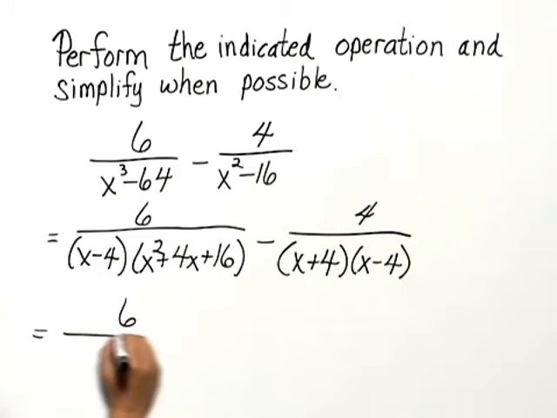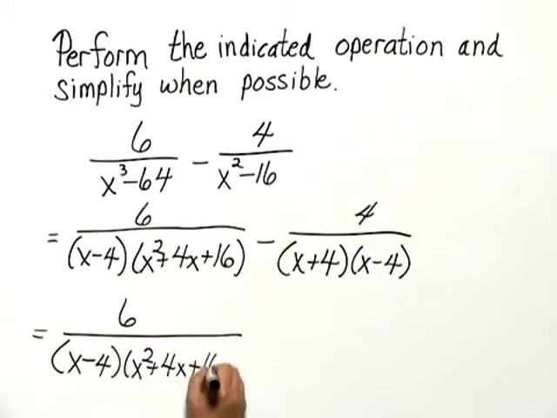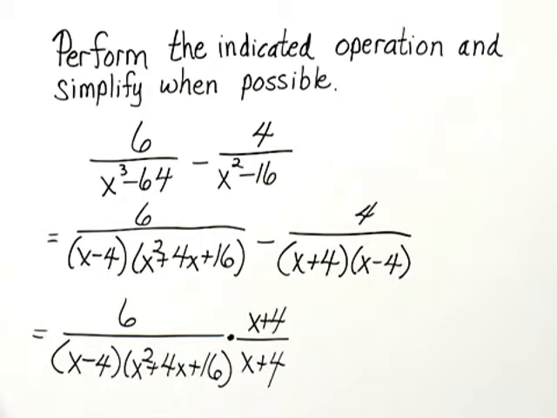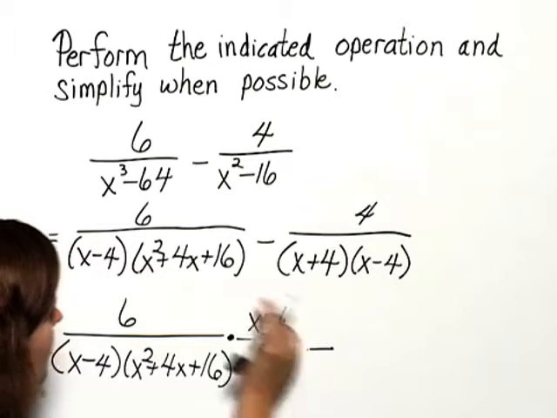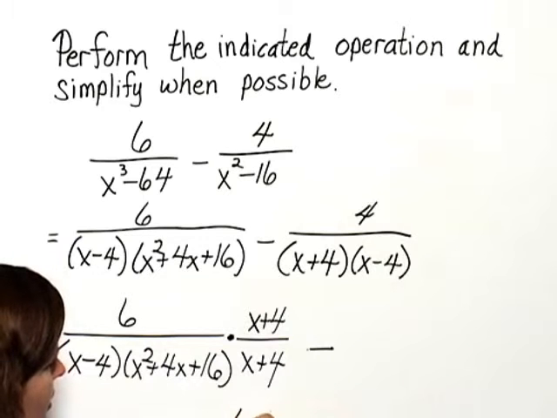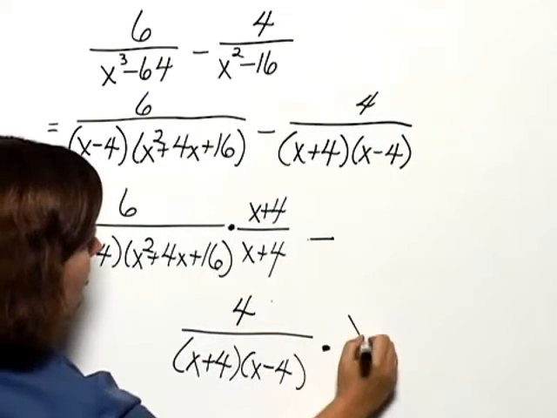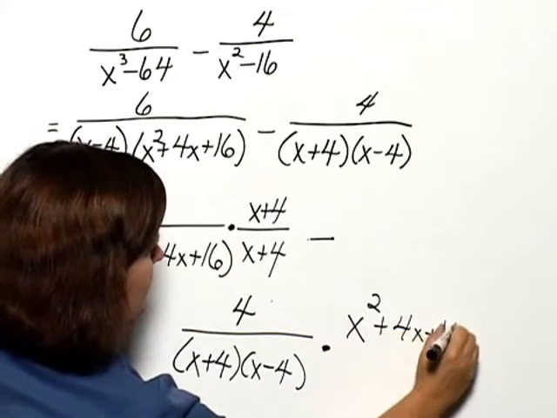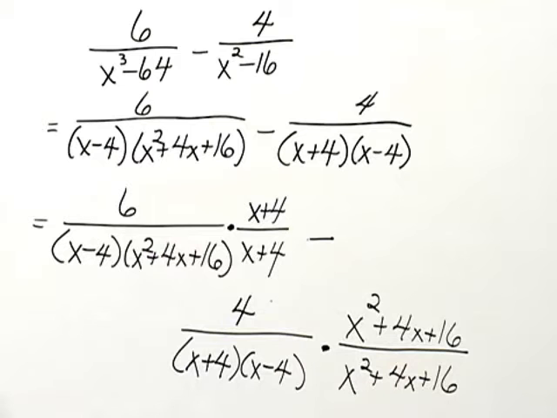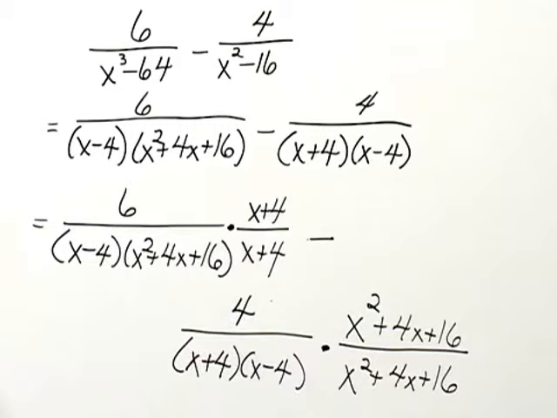So I multiply 6 over x minus 4 times x squared plus 4x plus 16 times x plus 4 over x plus 4. This is missing a factor of x squared plus 4x plus 16. So I need to multiply that by a form of 1, x squared plus 4x plus 16 over x squared plus 4x plus 16. When I multiply this, this will give me a common denominator of x minus 4 times x plus 4 times x squared plus 4x plus 16.